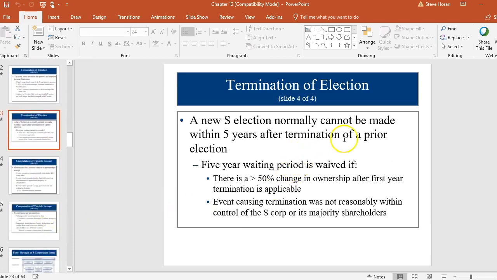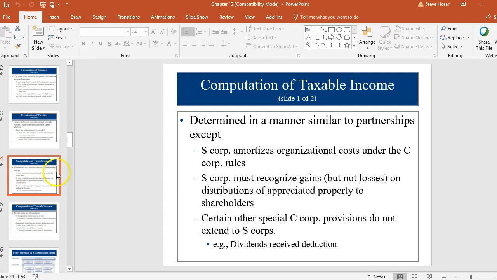A new S election normally cannot be made within 5 years after termination, so you have to wait 5 years. Unless, there's always those unlesses, the 5-year waiting period is waived if there's a greater than 50% change in ownership after the first year, termination is applicable, or the event causing termination was not reasonably within control of the S Corp or its majority shareholders. So there's always a few what-ifs.